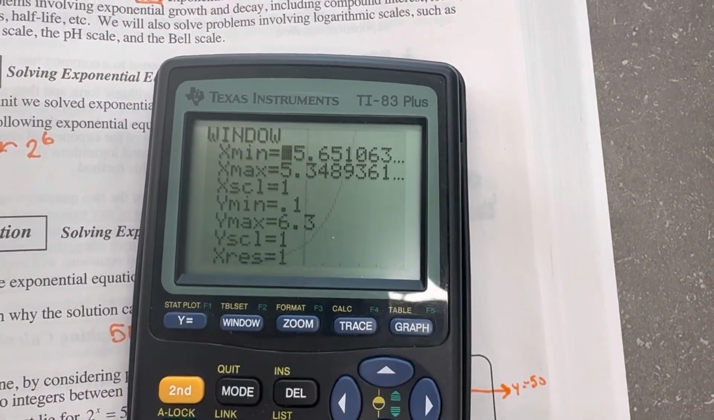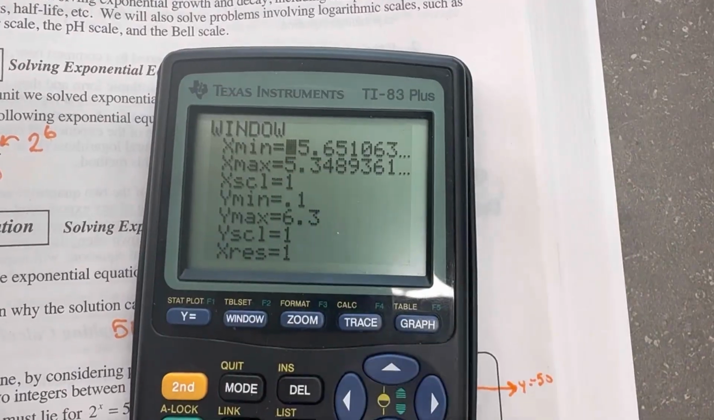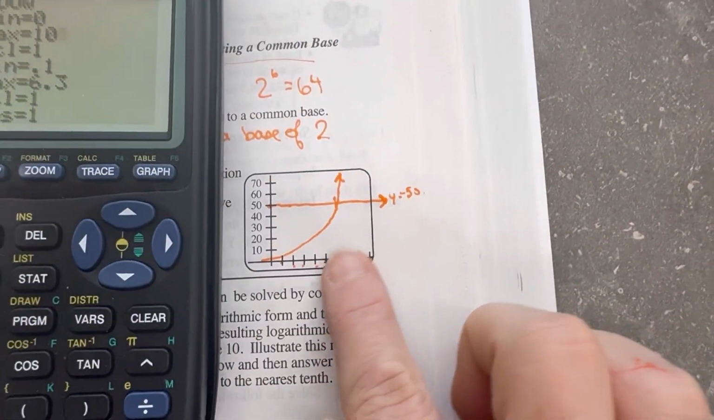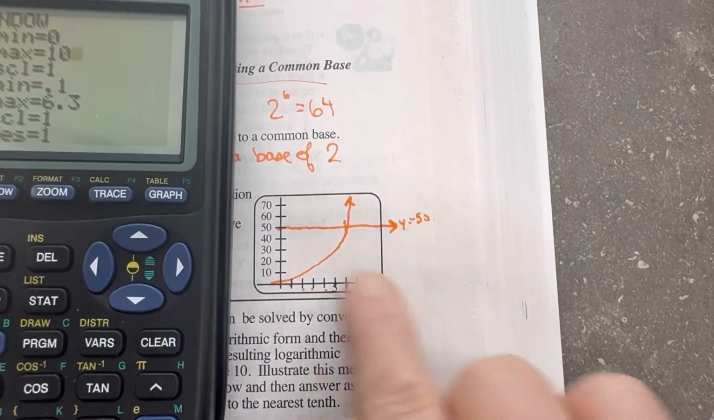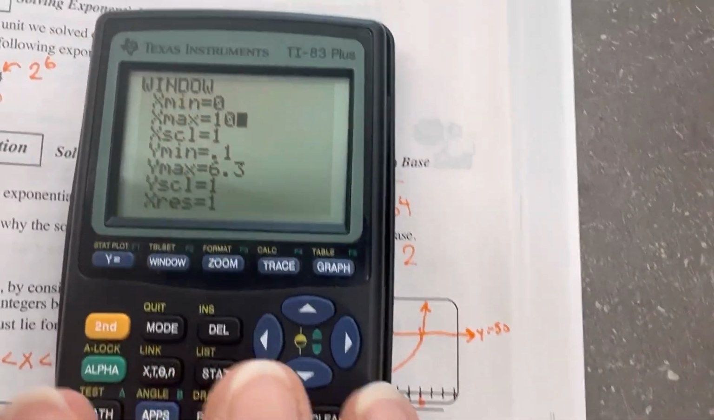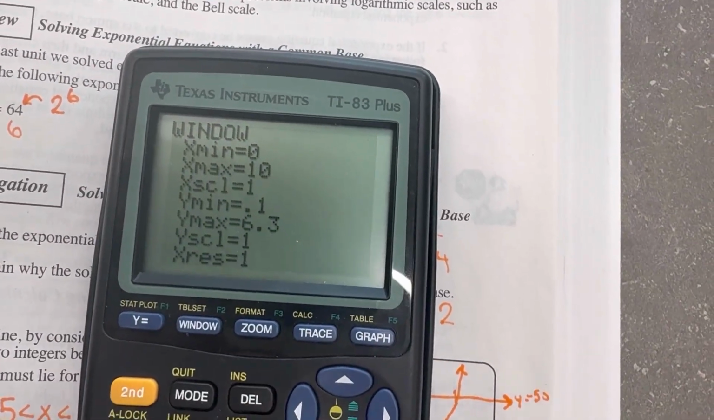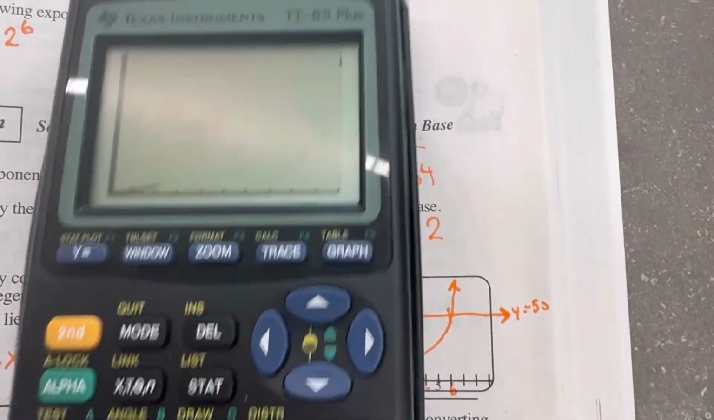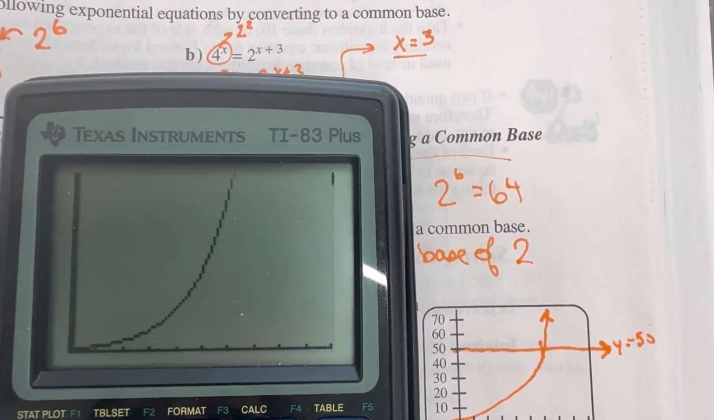Yep, so I go to window. My x min, I would just go 0. My x max, I would go 10, because I know that it's going to be maxed out there. And then for my y min I'm going to put 0. Y max is going to be 70. And then this graph should look really similar.